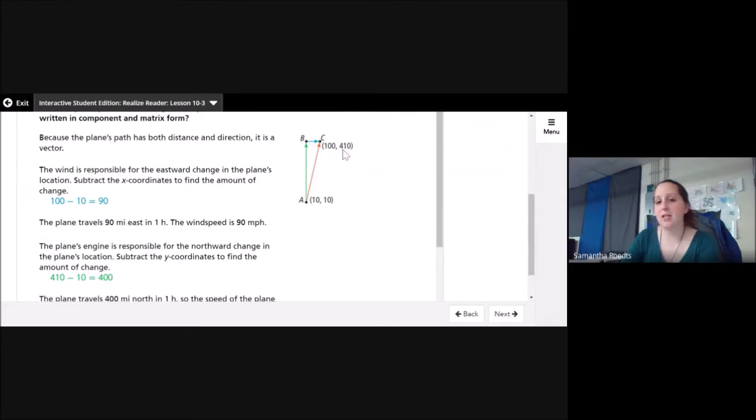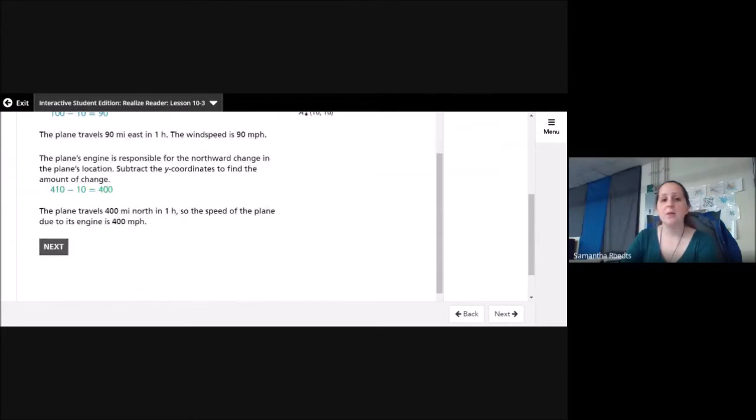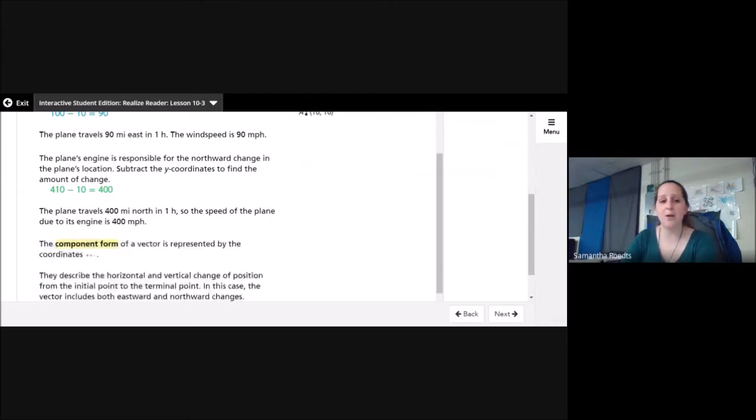I found that by subtracting 410 minus 10, so my y values. So the plane's engine is responsible for the northward change in the plane's location. So I subtract the y coordinates to find the amount of change. 410 minus 10 equals 400. The plane travels 400 miles north in 1 hour. So the speed of the plane due to its engine is 400 miles per hour.